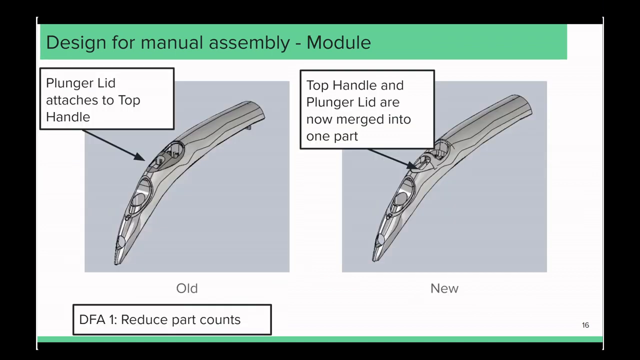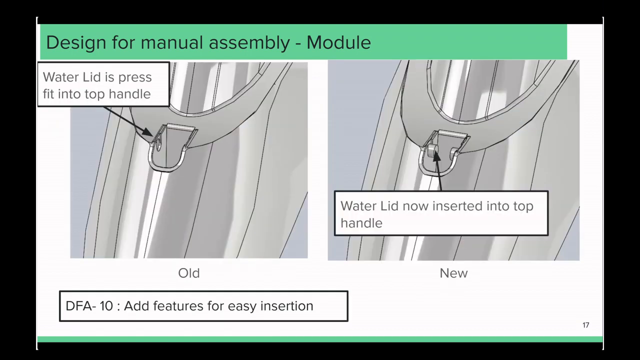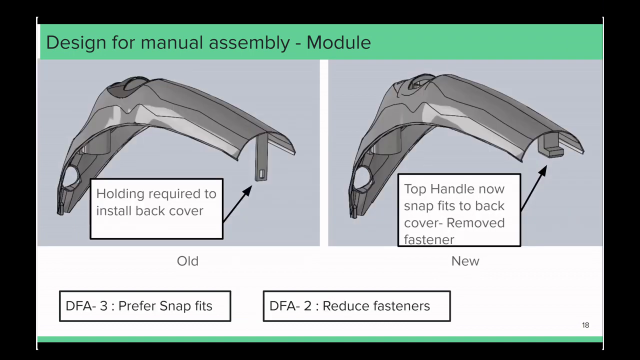We consolidated the plunger lid and the top handle to make it one part. We also made an additional cylindrical extrusion to easily insert the water lid. We then switched to a snap fit for the top handle and reduced fastener count and assembly time.